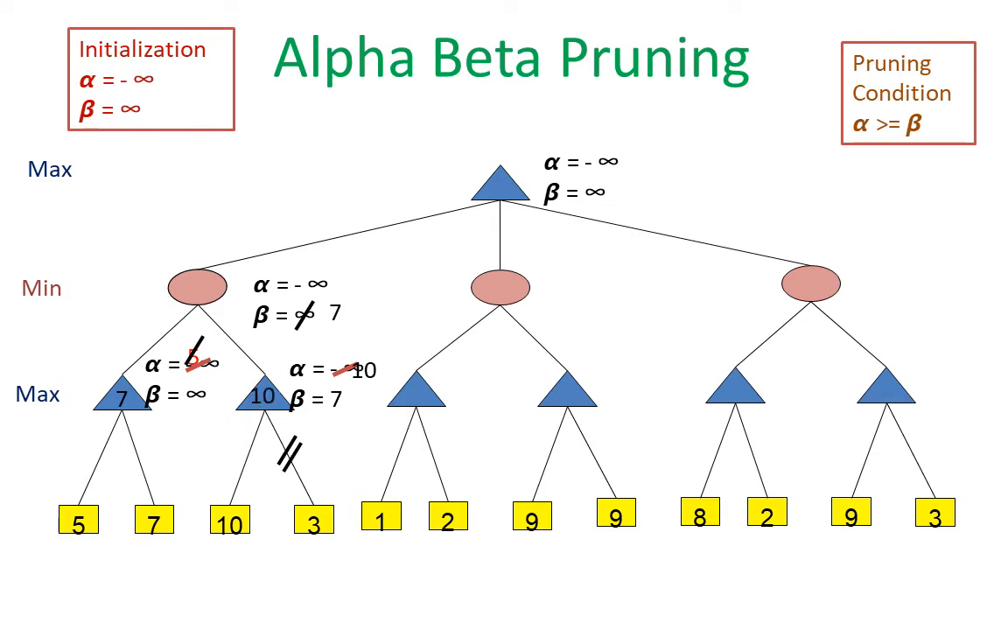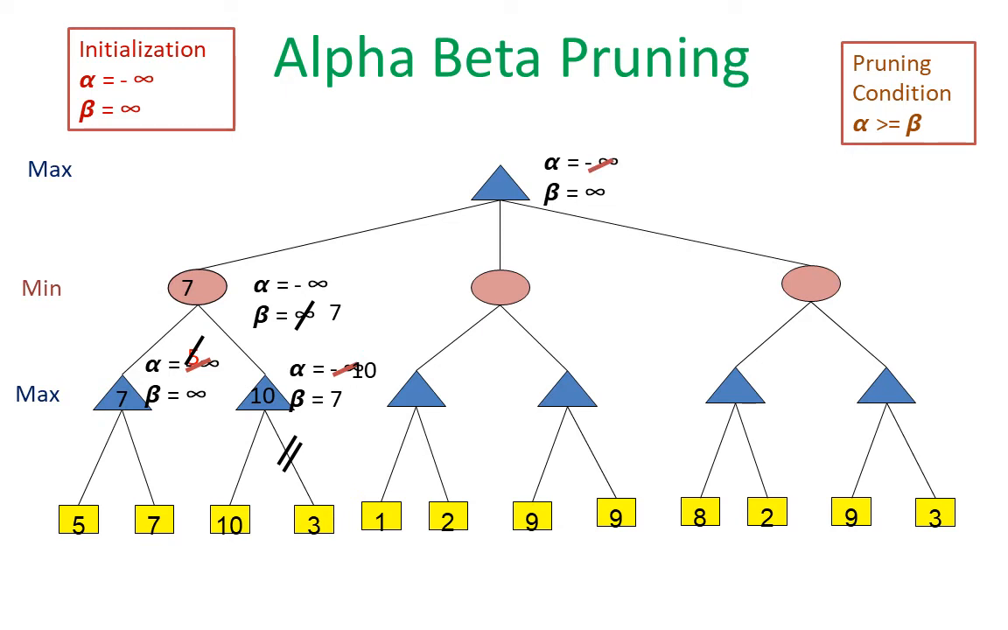This is 3, which is not greater than 10. Therefore, it retains this 10. Here the pruning condition is met because alpha is greater than beta. So we have to stop, or cut, the branch. And this 10 will be retained here, and this value is passed over.